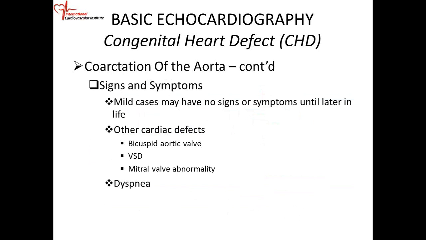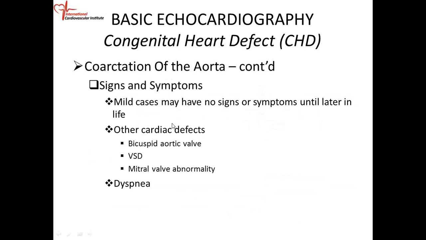The pressure is going to be elevated in the right arm, and you're going to get a low pressure in the left arm. So that is one of the reasons for doing blood pressure in both arms. If you get a differential pressure, that could be one of the reasons. Okay, coarctation. Again, mild cases may have no signs and symptoms until late in life.